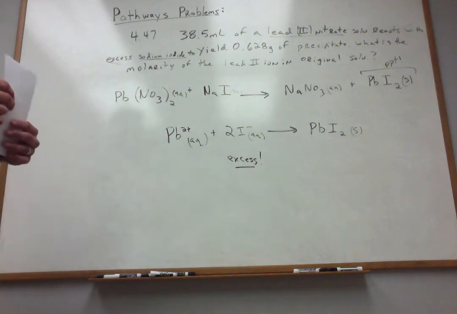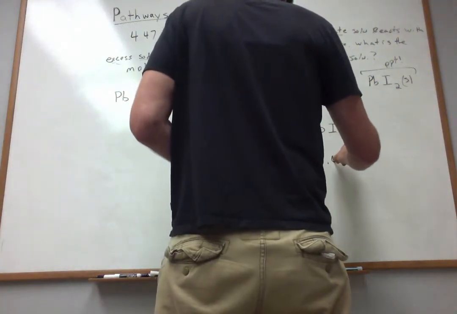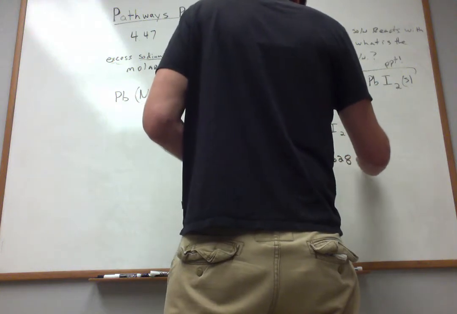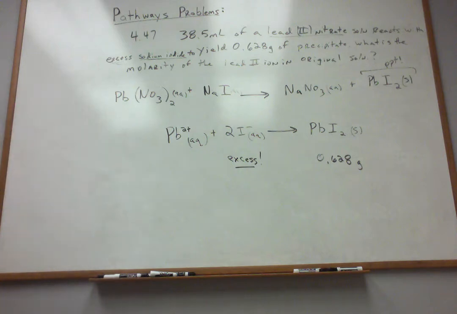Now, I was told in the problem that I made 0.628 grams of the precipitate. It seems like that precipitate must be the solid lead iodide, and I've made 0.628 grams of it. So you can kind of see what I'm doing now. I've taken the information that I've been given, thought about it a little bit, and I'm starting to make an inventory of what I made, what I have, to make sense of all this, and how I can reason my way through it.